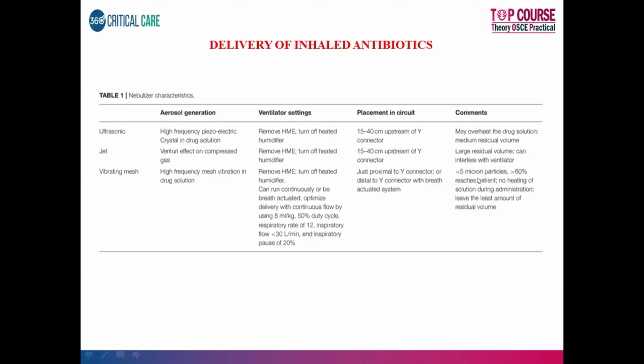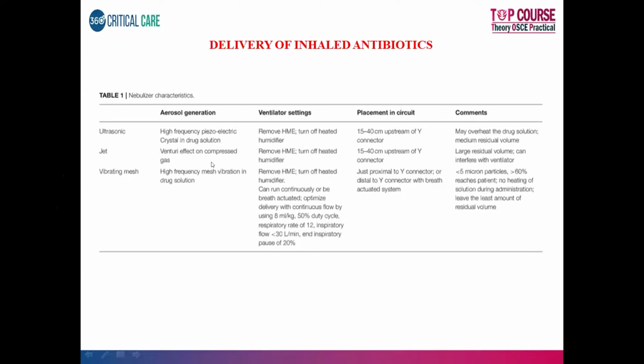Why vibrating mesh? Because here the particle size is less than 5 micron, and when you give a drug through this, around 60% reaches the patient. There is no heating of solution during administration, which is usually seen with the other two. And it leaves the least amount of residual volume, so nearly 80 to 90% of the volume will be taken into the patient. That's why vibrating mesh is a better nebulizer to give an inhaled antibiotic.